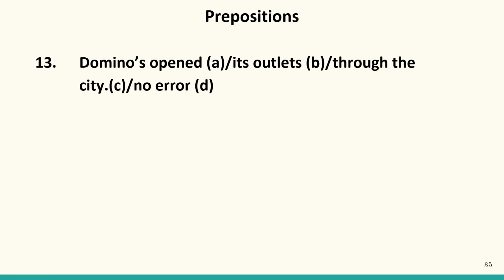Now again, there is a spotting error. Domino's opened its outlet through the city. Now, not through the city. It is across the city, because all over the city. So we can say across the city. Across meaning all over. Or we can also use a different preposition. It is actually an adverb, that is throughout the city. That is also correct. So your error is in part C.